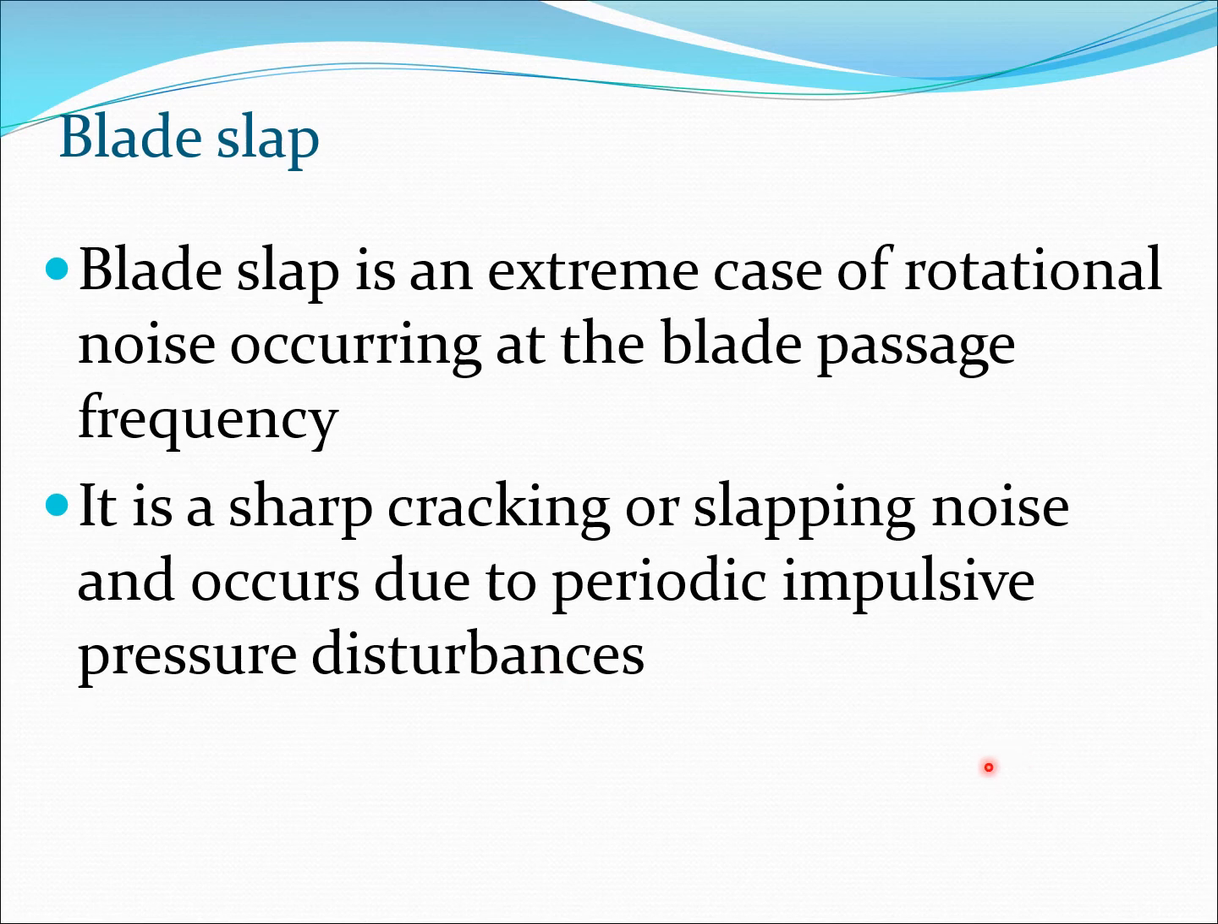Now let's look at blade slap, the third type of noise. Now blade slap is an extreme case of rotational noise which takes place at the blade passage frequency, and it can be considered to be a sharp cracking or slapping noise, and it takes place due to periodic impulsive pressure differences.